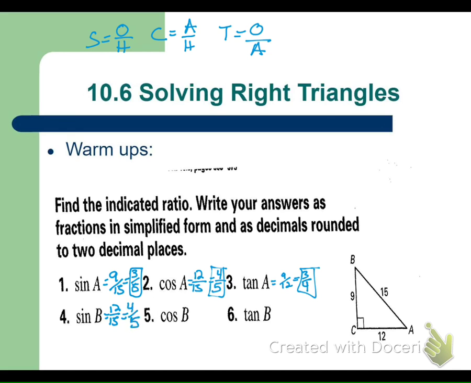We have cosine. That's adjacent over hypotenuse. What's adjacent to B? 9 over 15. We reduce that to lowest terms. It's going to be? Thank you. And then we have our last one, which is tangent, opposite over adjacent, which is going to be 12 over 9, which goes to 4 over 3 for its equivalent fraction.